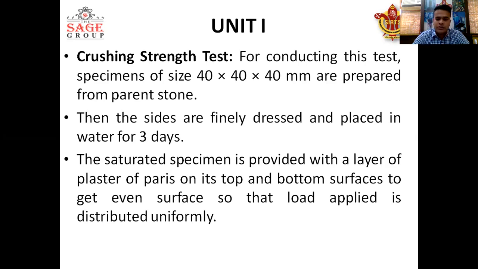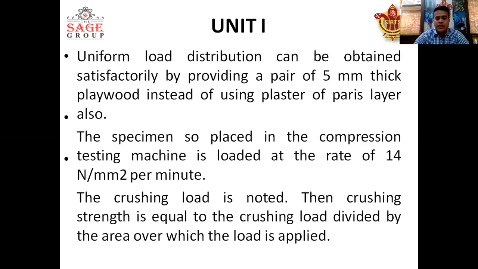The specimen is provided with a layer of plaster of Paris on its top and bottom surfaces to get an even surface. It is not possible for us to make the stones uniform throughout the edges and surface. So to avoid this and to get a better result, a layer of plaster of Paris is applied to get a uniform surface. Then a uniform load is applied on the stone, providing a 5 mm thickness of wooden plank if plaster of Paris is not available.